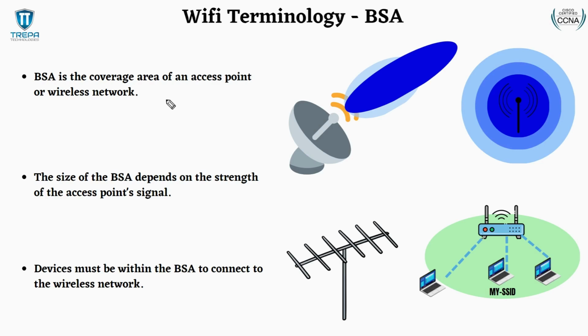Whereas BSS is just one access point and just its range. So that's how you can use these terms to describe different things. The BSA, the basic service area, is going to depend a lot on the strength of that access point signal. What I drew here for you is an omni and then a unidirectional antenna.